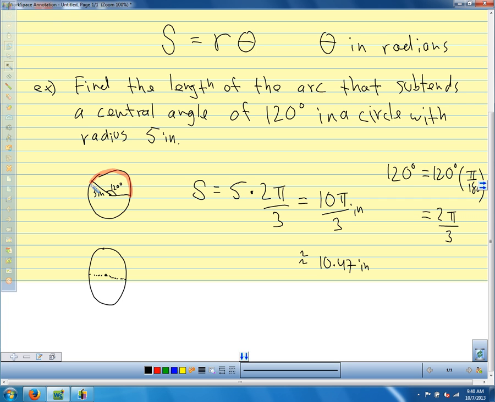What do you think? You could find the whole circumference divided by... Okay. So Monica says, let's find the entire circumference of the circle, and then we find the fraction of that circumference that 120 degrees takes up. So what's the circumference of the entire circle? 10 pi. And 120 degrees is what fraction of a full circle? A third. So we get 10 pi over 3. Same thing.